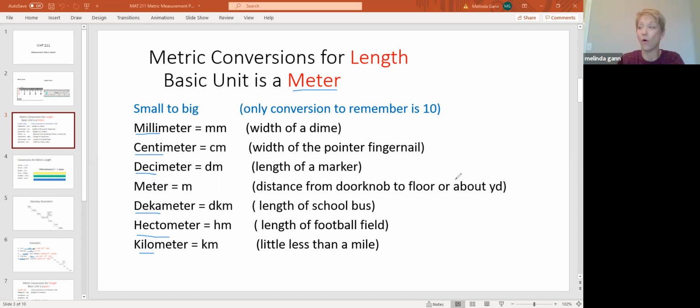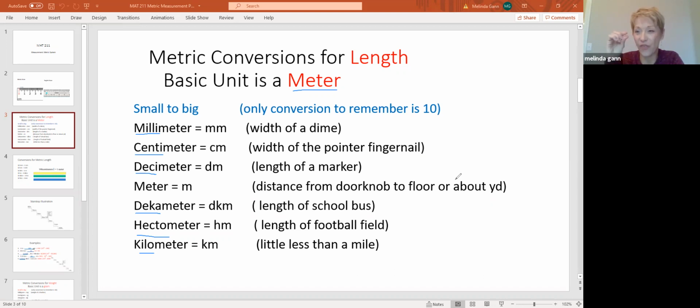So it's about like a whiteboard marker. All right, well, if you took that whiteboard marker, right here's a whiteboard marker. So if you put 10 of these end to end, that'd be about from the doorknob down to the floor. If I took this and I cut this into 10 congruent pieces, that would get me a centimeter. And if you hold up your pointer finger, the width of that fingernail is about a centimeter. If you took that length and divided it into 10 little pieces, that would be a millimeter.